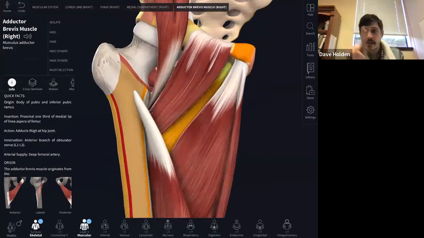Zooming in, that muscle that's lit up back there, that's adductor brevis. This guy is adductor longus.